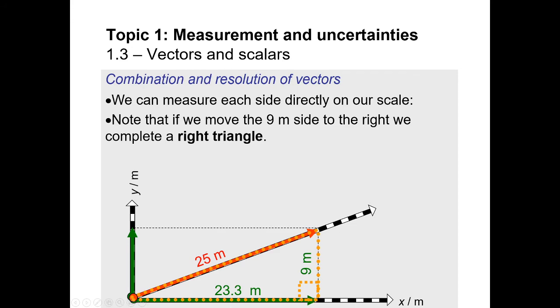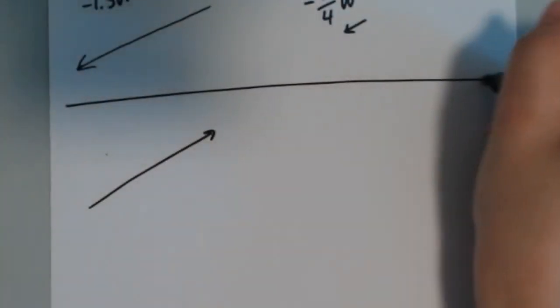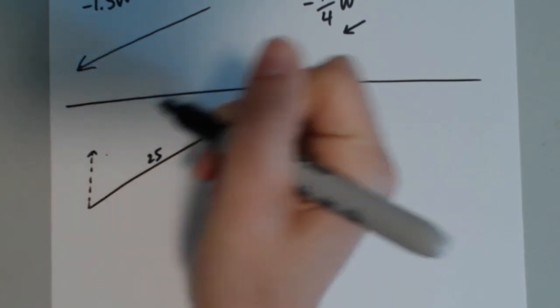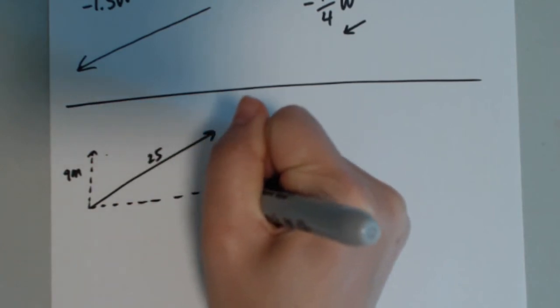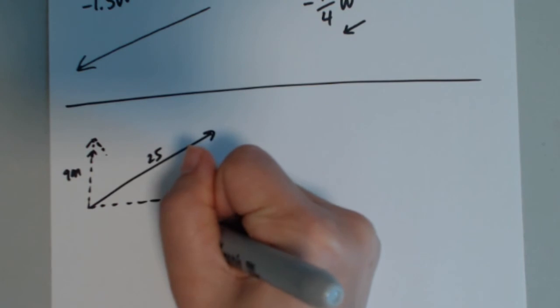So I'm going to show you this here because I think it might be easier for you to see. So we had the 25 meters and it had a y component, which was 9 meters, and it had an x component, which was, actually this should be a little higher, an x component, which was 23.3 meters.